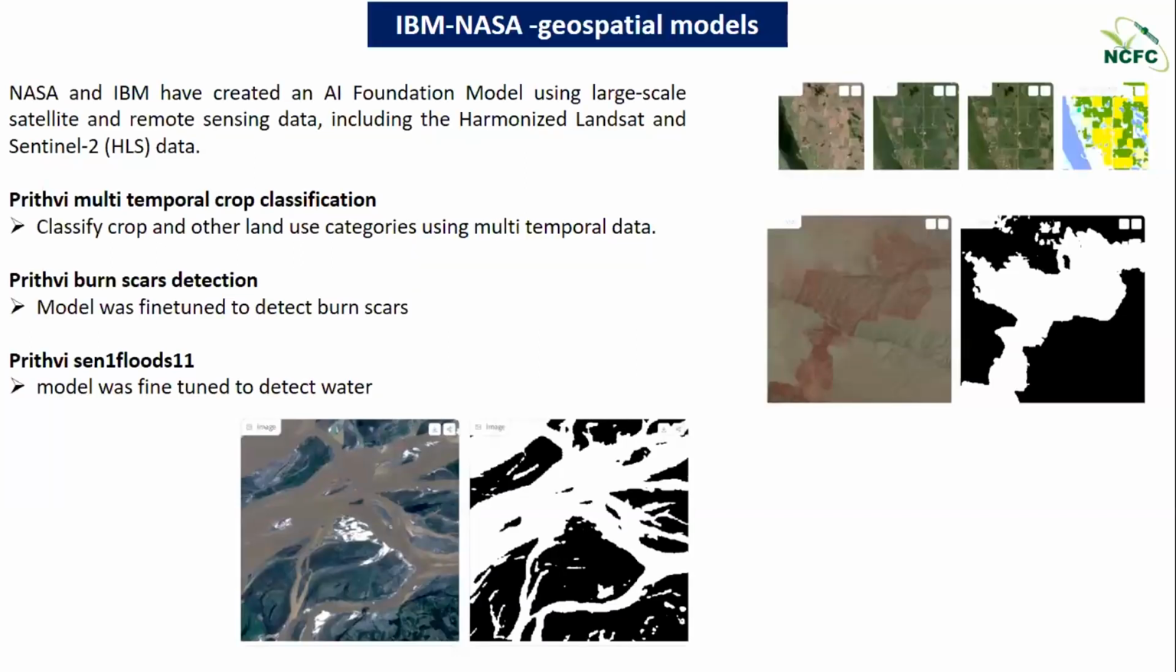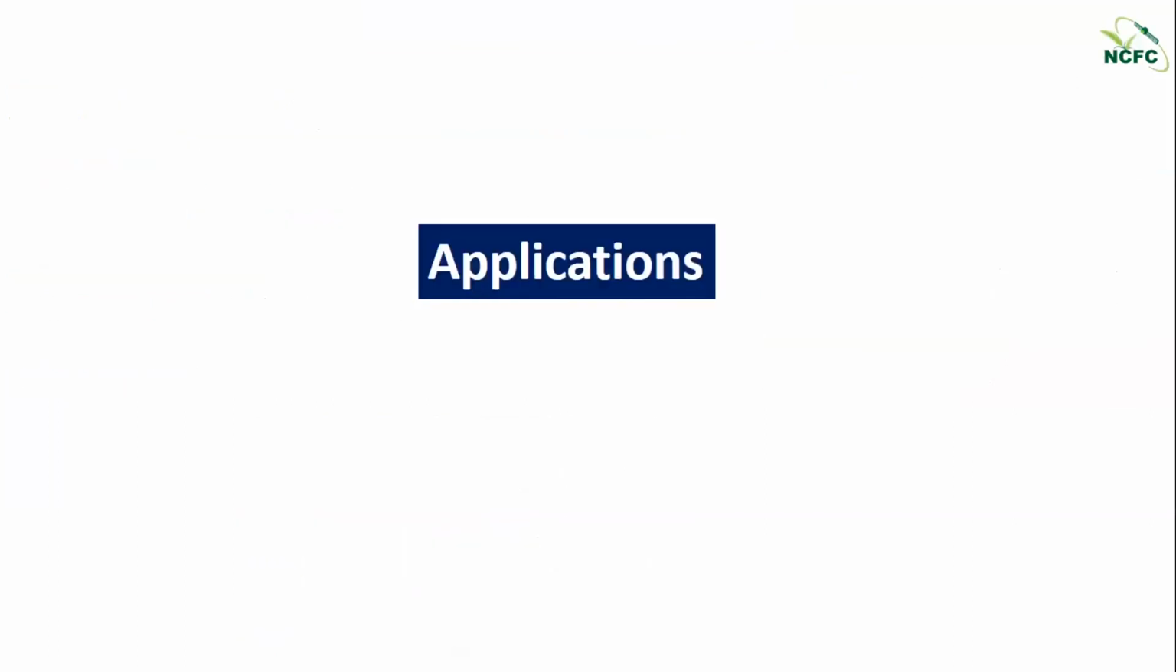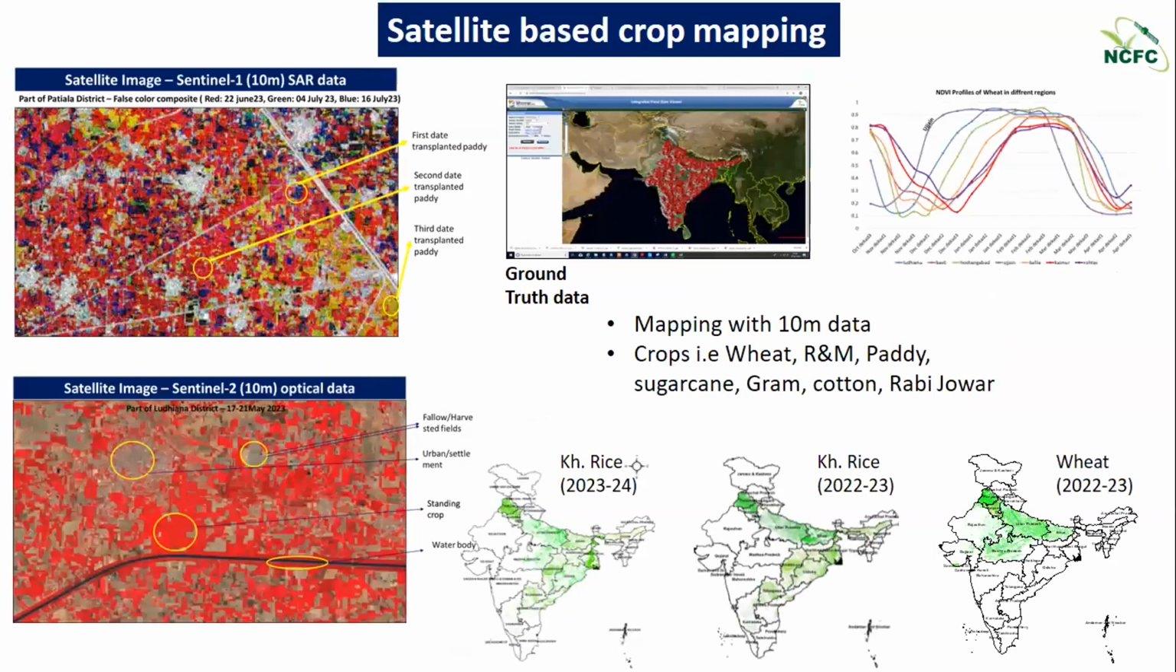So this is all about the datasets which I tried to summarize. These are the datasets available in the public domain. Some applications using these datasets: of course, you can do crop mapping of certain crops, like using Sentinel-1 and 2 data. If you have ground truth data, you can generate those profiles and generate the output.